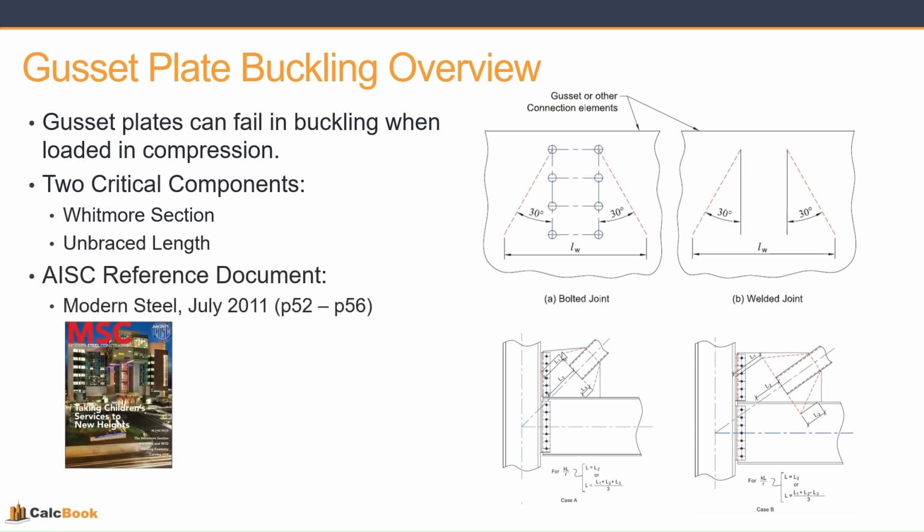And there's a really good reference document here, the Modern Steel July 2011 issue, pages 52 to 56, and there's also an accompanying AISC video on YouTube, which I'll put a link to in the description, that talks about these things for buckling of a gusset plate in more detail. So please check those out.